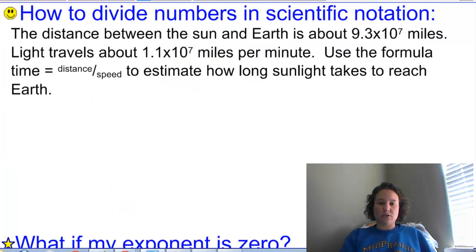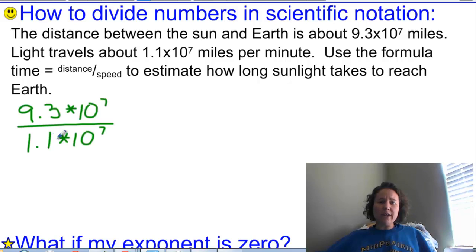In the last video, Yoder talked about how to multiply together two numbers that are written in scientific notation. So today we're just going to talk about how to divide numbers written in scientific notation. We have the distance between the sun and the earth is about 9.3 times 10 to the 7th miles. Light travels about 1.1 times 10 to the 7th miles per minute. So they want us to use the formula distance divided by speed to estimate how long sunlight takes to reach the earth.